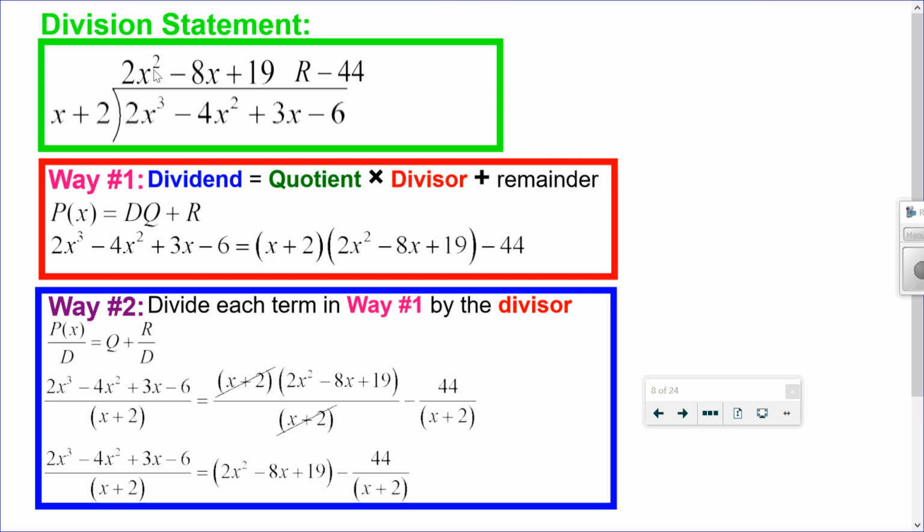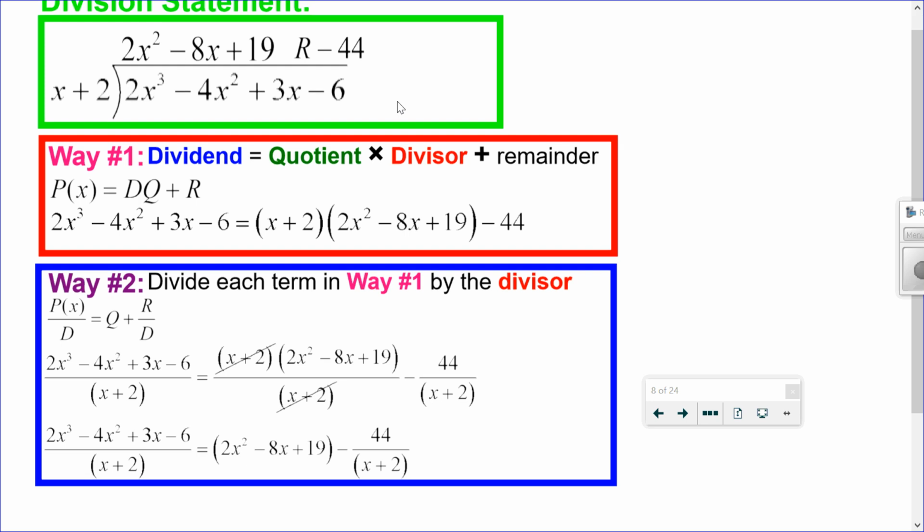So here's what I ended up with: my quotient, 2x squared minus 8x plus 19 with a remainder of negative 44. So the first way is the quotient multiplied by the divisor, add on the remainder. And then the second way is just divide each of the terms by the divisor, which is x plus 2. So you can see I divide everything by x plus 2, and you're left with, after this cancels, the answer being 2x squared minus 8x plus 19 minus 44 out of the divisor. So we want to be comfortable with both ways of writing it.